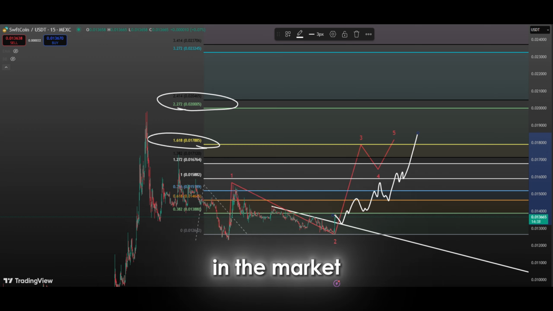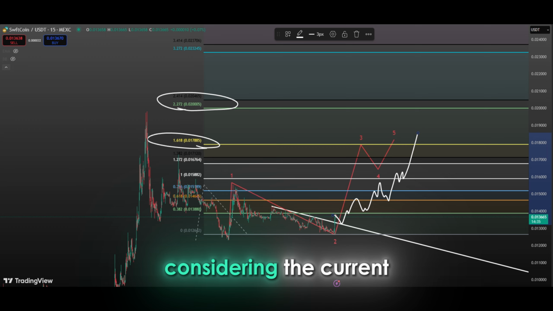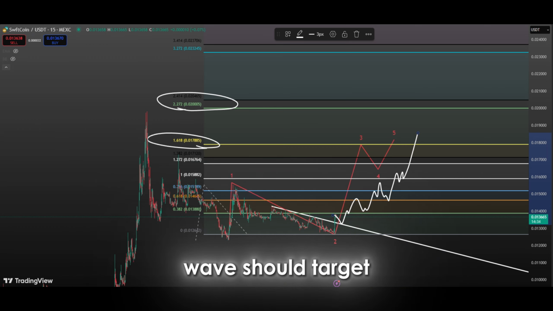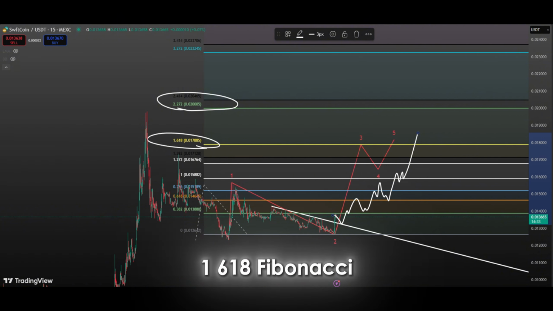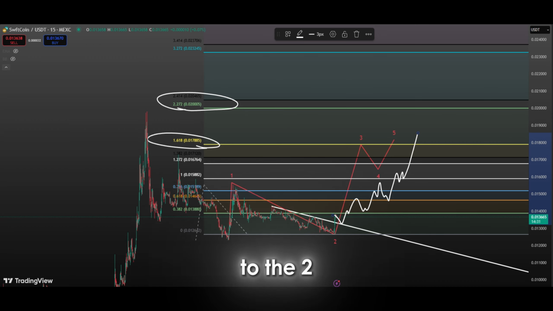However, when momentum in the market is very strong, this ratio can extend up to 272. Considering the current price movements and momentum indicators, we can say that the third wave should target at least the 1618 Fibonacci extension level. If market conditions are supportive, this target can easily reach up to the 272 level.